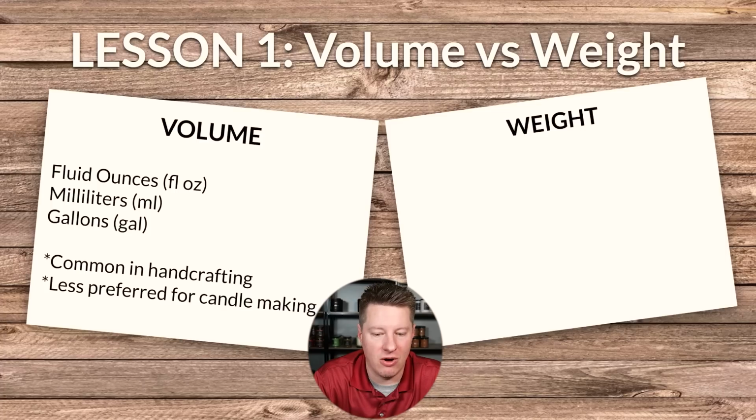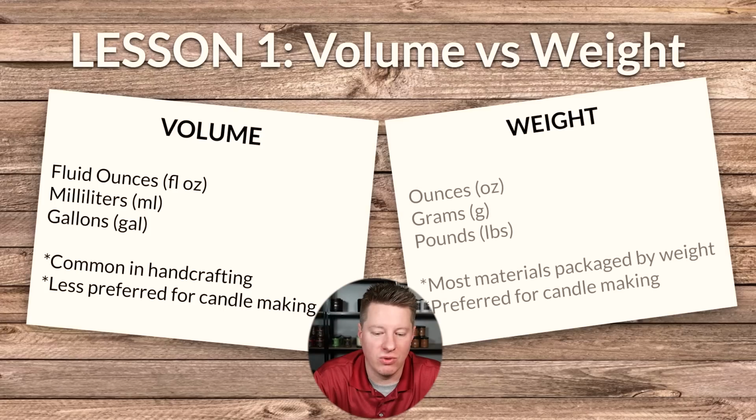So let's talk about that now as we evaluate the weight side. When we talk about weight, we're talking about ounces, grams, pounds. And that is the distinction between volume and weight. Now, the one thing I want to point out real quickly is that a lot of people, especially new candle makers, will frequently confuse fluid ounces and ounces. They are not the same thing. Fluid ounces is volume and ounces is weight.